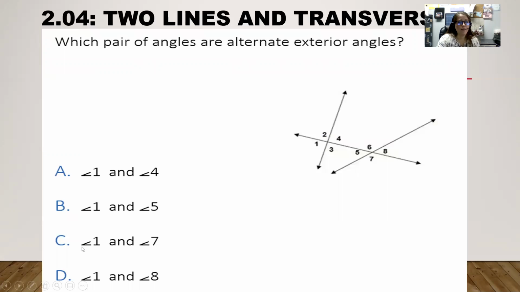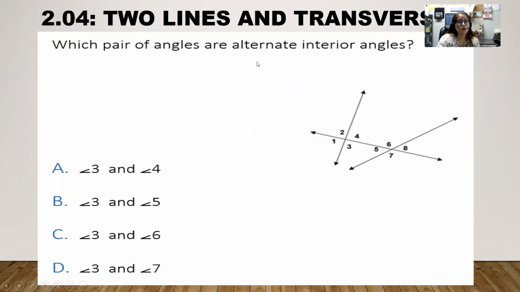And then answer choice C, angle 1 and angle 7. These are both on the outside of those lines, so they are exterior angles, but they're not alternate. So this would not work. And then answer choice D, angle 1 and angle 8. They are both on the outside, so they are exterior angles, and they're both alternating. One's on one side of the transversal and 8 is on the other side of the transversal. So this answer choice would be answer choice D.